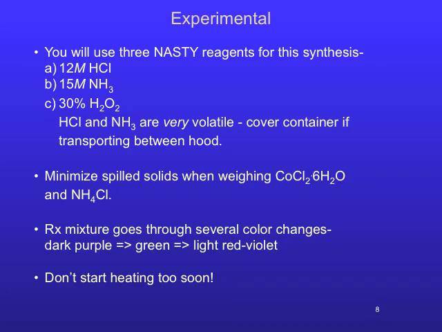This reaction mixture undergoes a series of color changes when heated, starting with dark purple, then to green, and finally to the light red-violet product. Don't start heating the reaction mixture too soon. Follow the instructions as indicated in the experimental procedure.